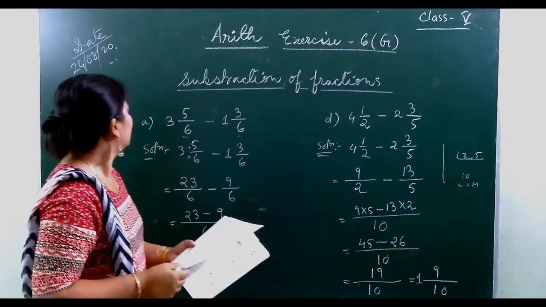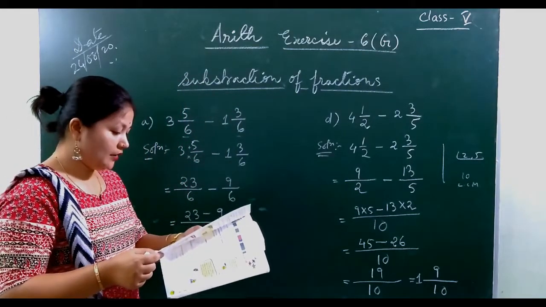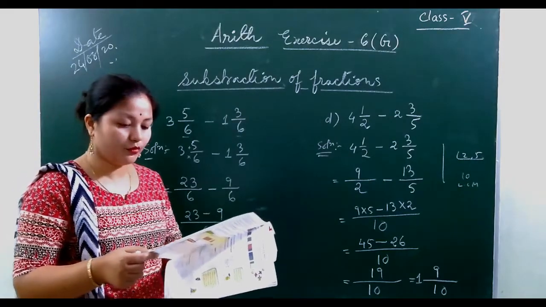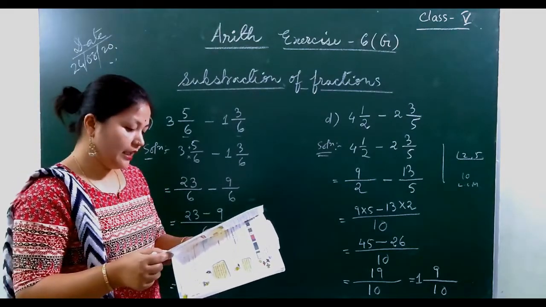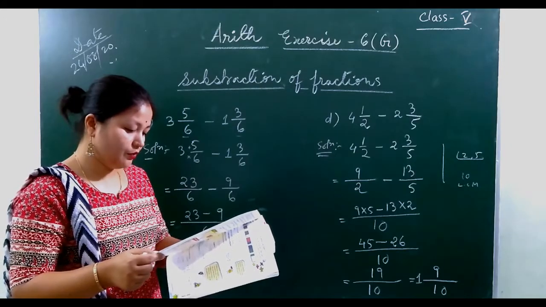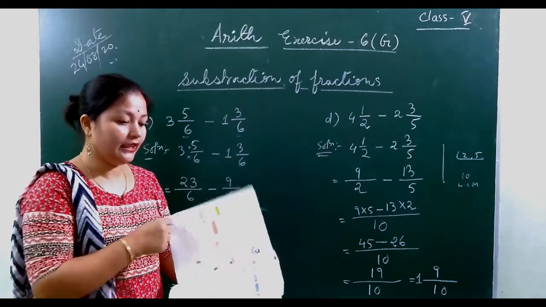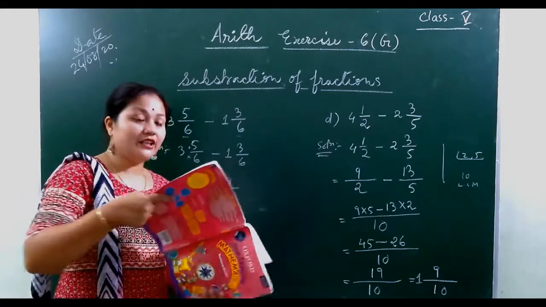So you did this part 1, question number 1, you do only up to E. A and D I did for you, you do yourself B, C and E. Turn to page number 92.